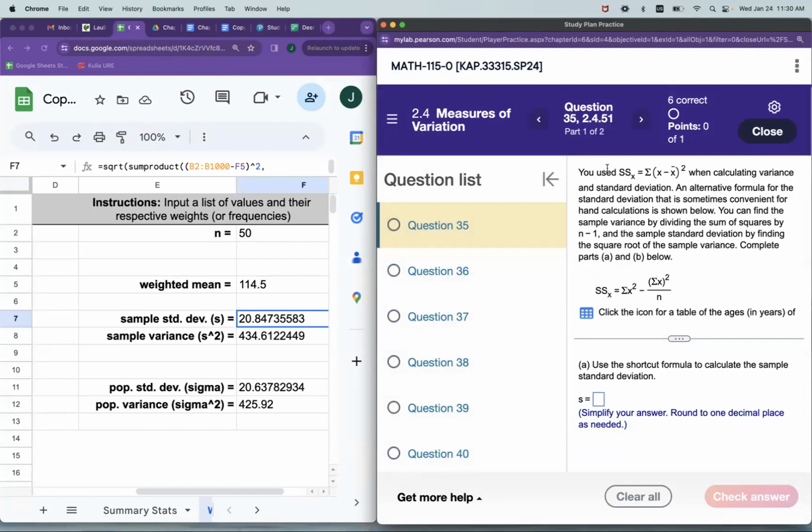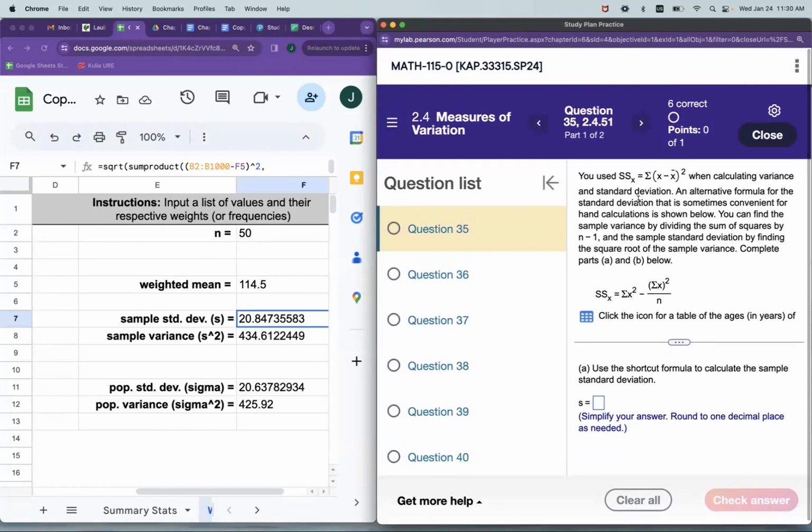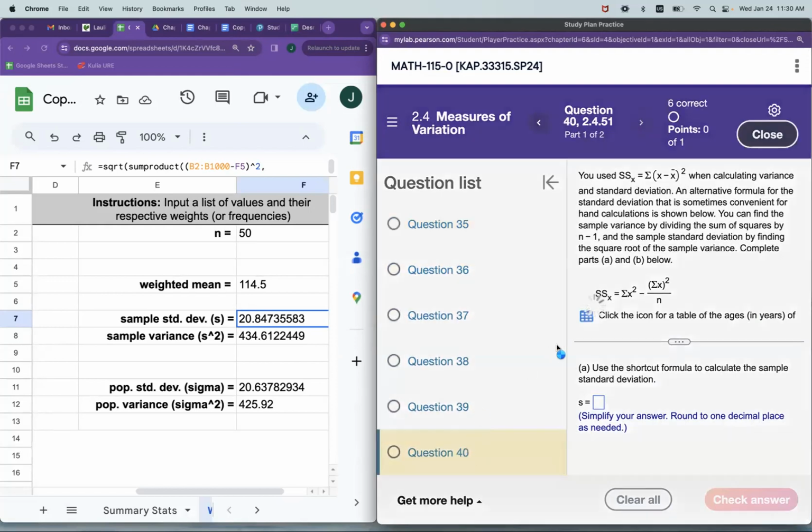Okay, use SS sub x. Okay, this is not something that we talked about. So again, I'm not going to go into this, but it looks like this is just talking about how to calculate the variance and standard deviation again, an alternative formula. It's convenient, but we don't really need to worry about that because we just use our cheat sheet. So skip down.